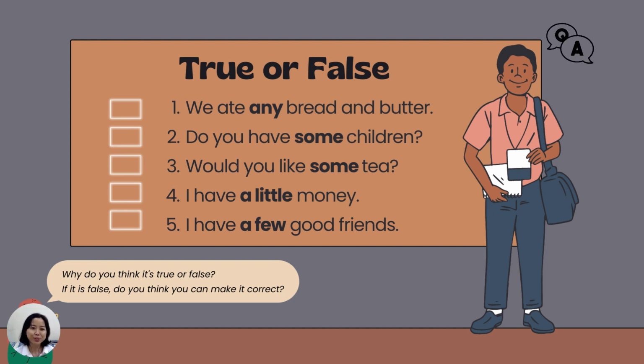Now we move to the second sentence. Here we have a question. Do you have some children? Do you think the use of some in this sentence is true or false? All right, lock your answer. Move to the next sentence.